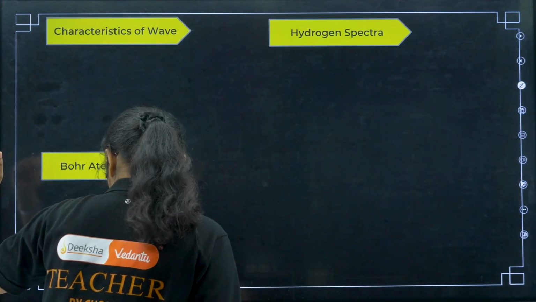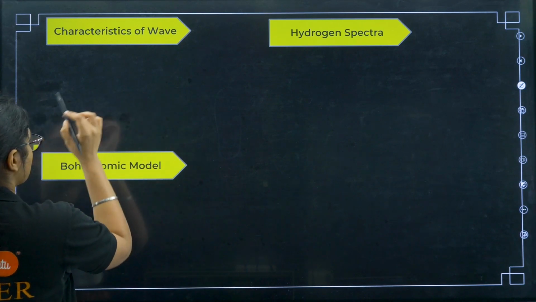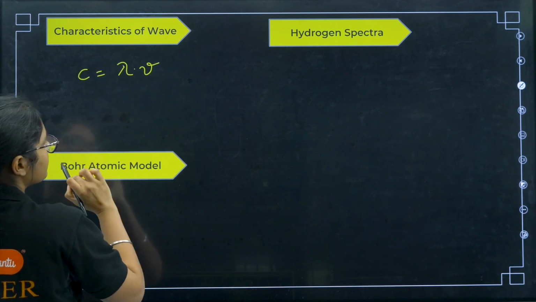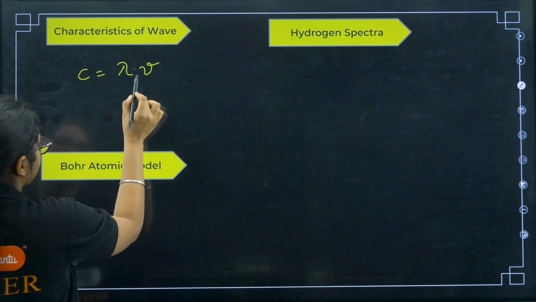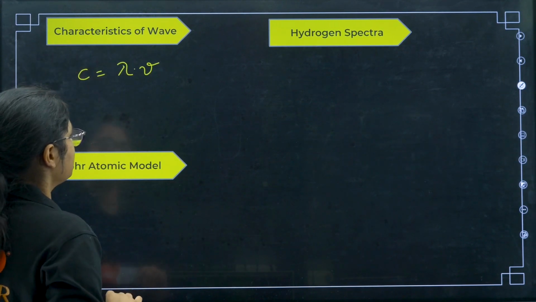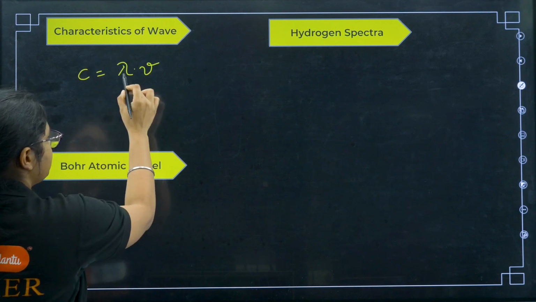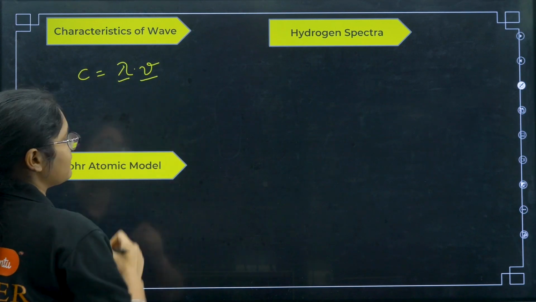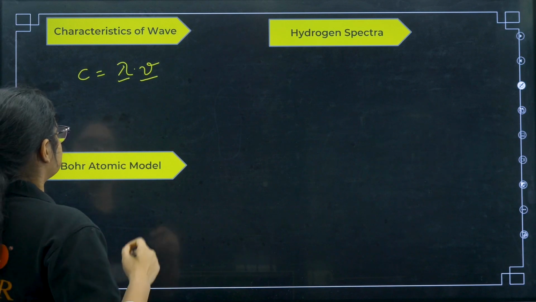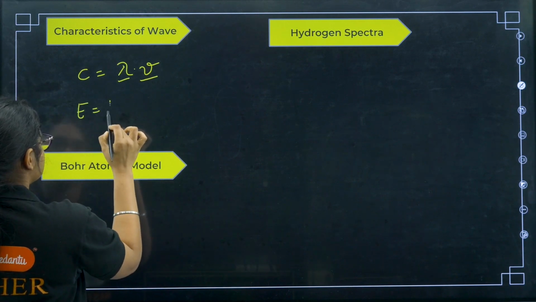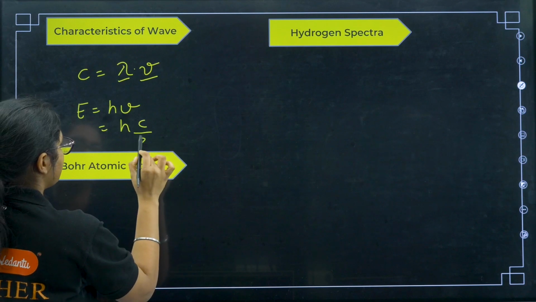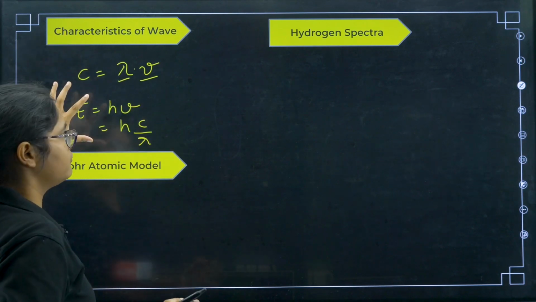So first one is the characteristic of a wave. Here we have this formula, c is equal to lambda into nu, where c is the speed of light, lambda is wavelength and nu is frequency. Clear? Next here we have one more formula, E is equal to h nu, and I can write this as E is equal to hc by lambda. These are the 2 formulas for the wave.